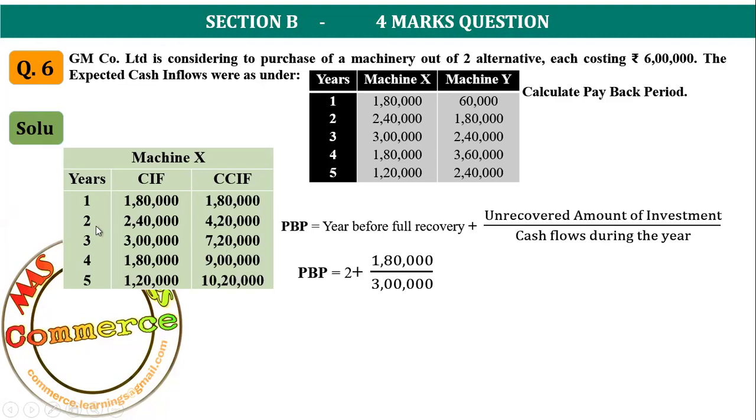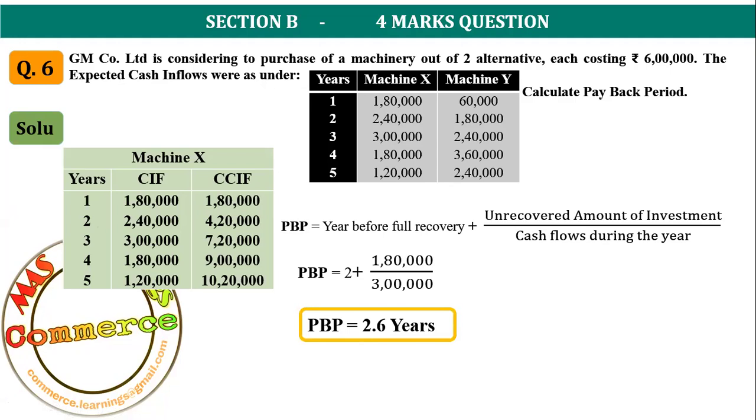6 lakh you have to invest. By the second year, we have recovered 4 lakh 20. So 6 minus 4 lakh 20, that is 1 lakh 80, divided by the cash inflow during the year. That is in the third year, your cash inflow is 3 lakh. Simplify and you will get the payback period as 2.6 years.